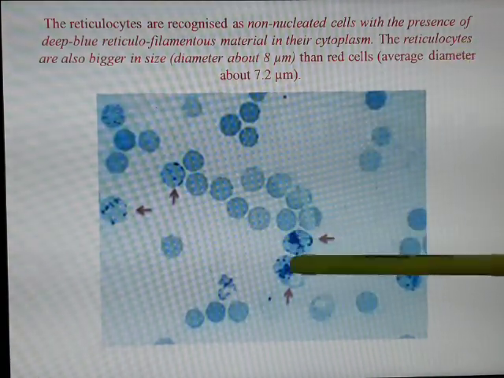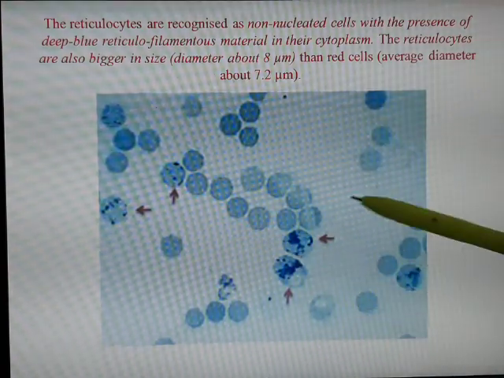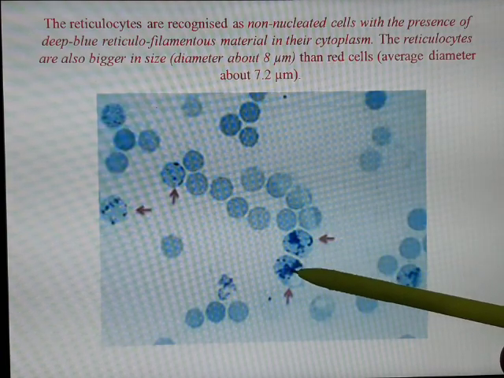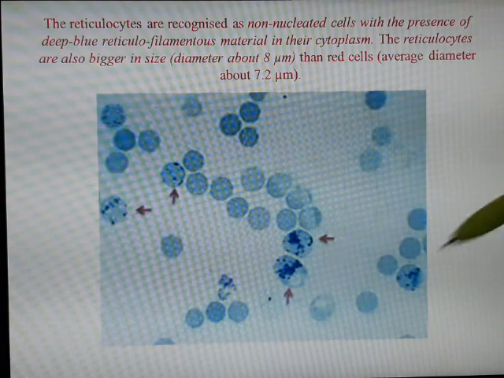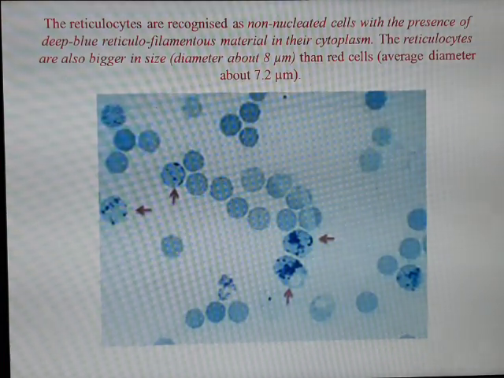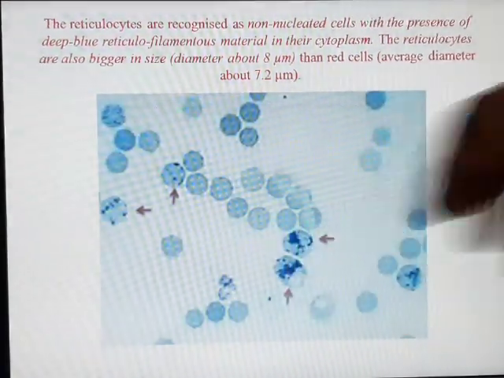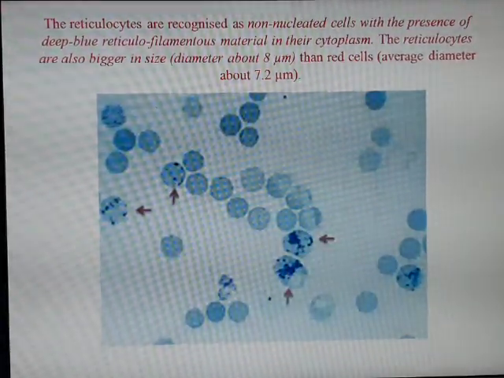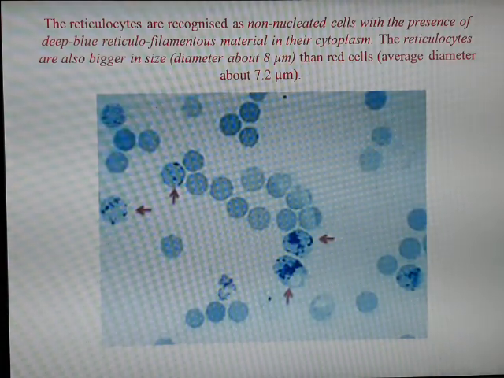Anyways, as you can see, this blue color is the reticulofilamentous material. Can you see this? These are normal RBCs. These are reticulocytes having deep blue reticulofilamentous material in the cytoplasm. That is, a deep blue basophilic reticulum is present. Also, their size is bigger than that of RBCs if you look closely. For convenience, I must say that reticulocytes are actually precursors of RBCs, the immediate step before the RBC is formed.